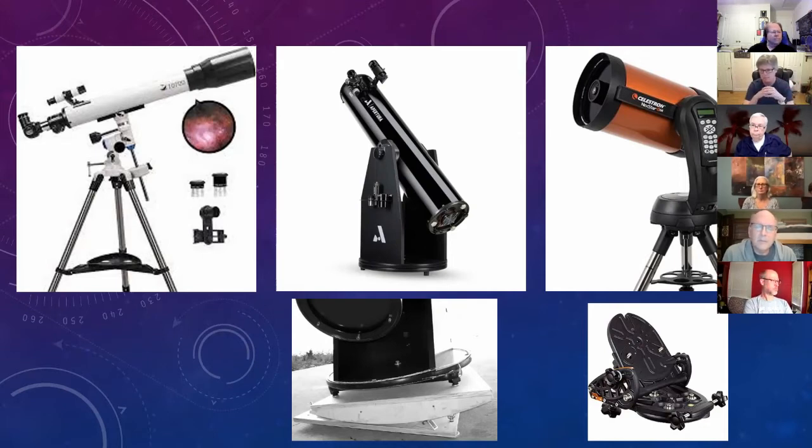But I observe regularly with 7x50s that are really old, and I'll use those in the yard. But I have a larger pair, 16x70s, and I always put those on a mount. So it's a juggling act between, do I want the handheld or do I want the mounted? And it really depends on where I'm going to be.